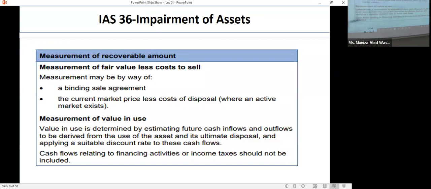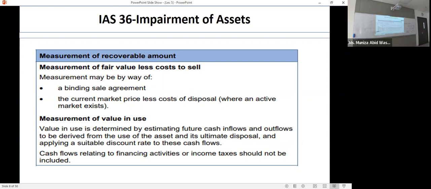Now students, measurement of recoverable amount. Now they are going to describe what is NRV and what is value in use, which we have already discussed. So let's read it once. Measurement of fair value less cost to sell. Measurement may be by way of a binding sale agreement.